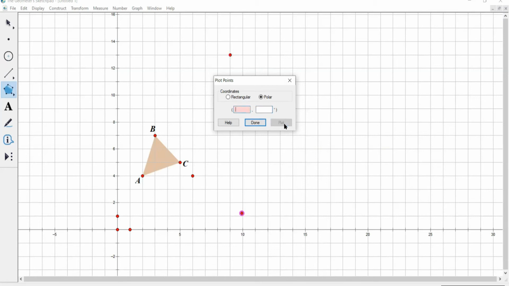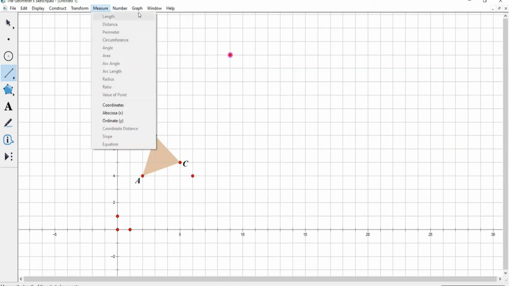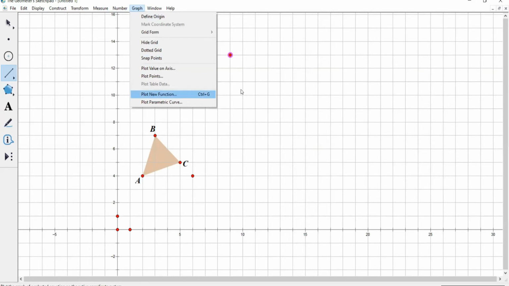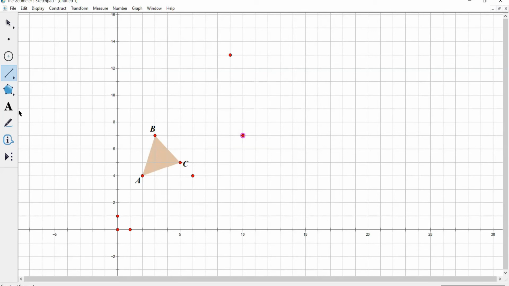After I plot these 3 points, I'm not even going to label them. I'm just leaving it like this. Wait, why is this like this? This is not 10, 7. All right, so I need to plot that over. I need it to be 10, 7. That's 10, 7. All right, so now I have the 3 points, so I can create my image.